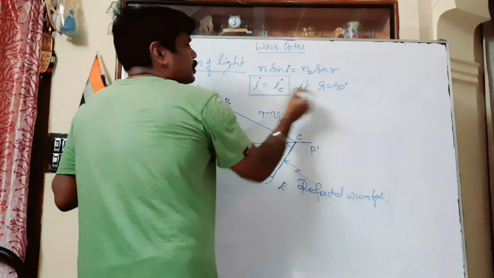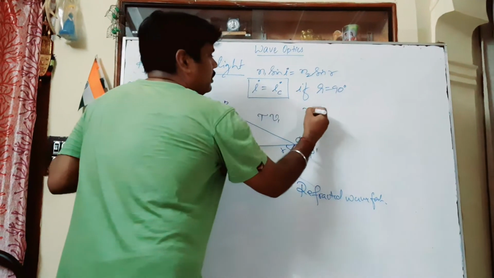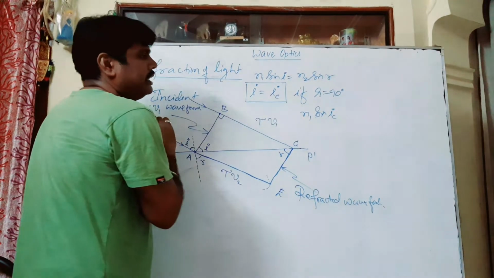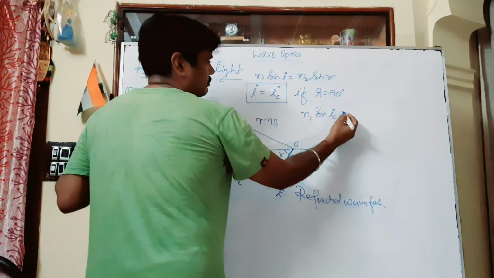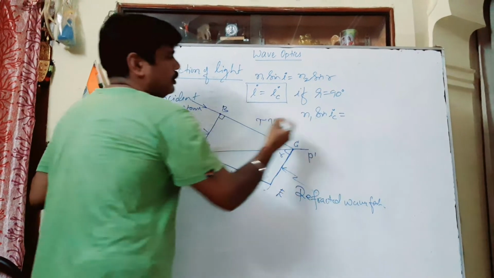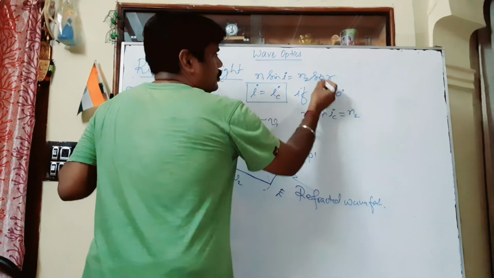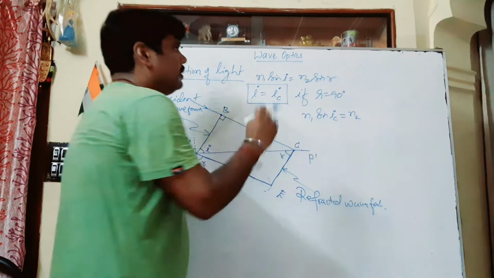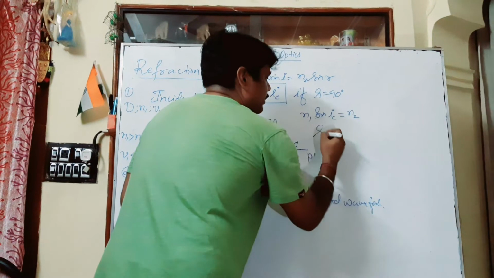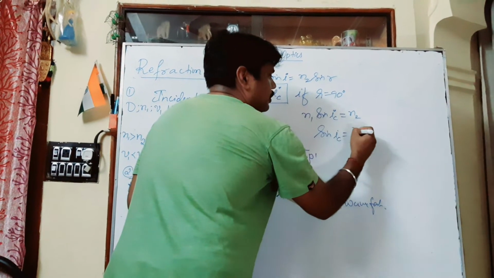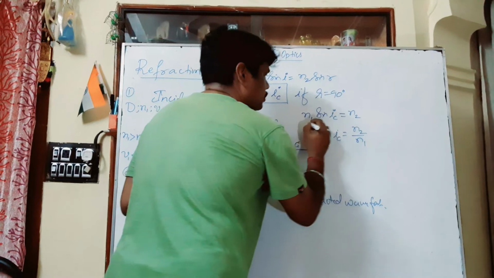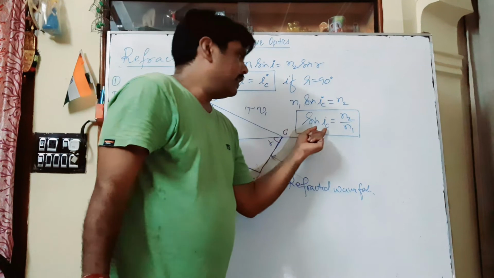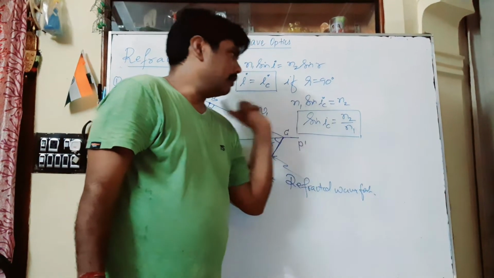Now, if we substitute these two values here, n1 into sine of the critical angle, I will consider that the angle of incidence is equal to the critical angle, which is equal to n2 into sine 90. What is the value of sine 90? Sine 90 is equal to 1. So simply it becomes sine IC is equal to n2 divided by n1. So this proves that the sine of the critical angle is equal to n2 divided by n1.